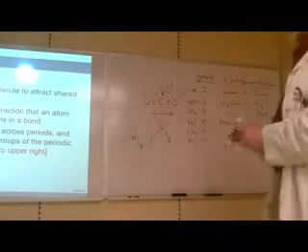Okay, so here's the trend. Across periods, from left to right, across in a single period, across your groups, the electronegativity increases from left to right. Within a group, as you go up the period, the electronegativity increases toward the top. So if you combine those two effects over the entire table, that's just one dimension, this way and that way. Combine it in two dimensions, the general trend is lower left to upper right, you increase electronegativity. The strength of pull on the electron increases.